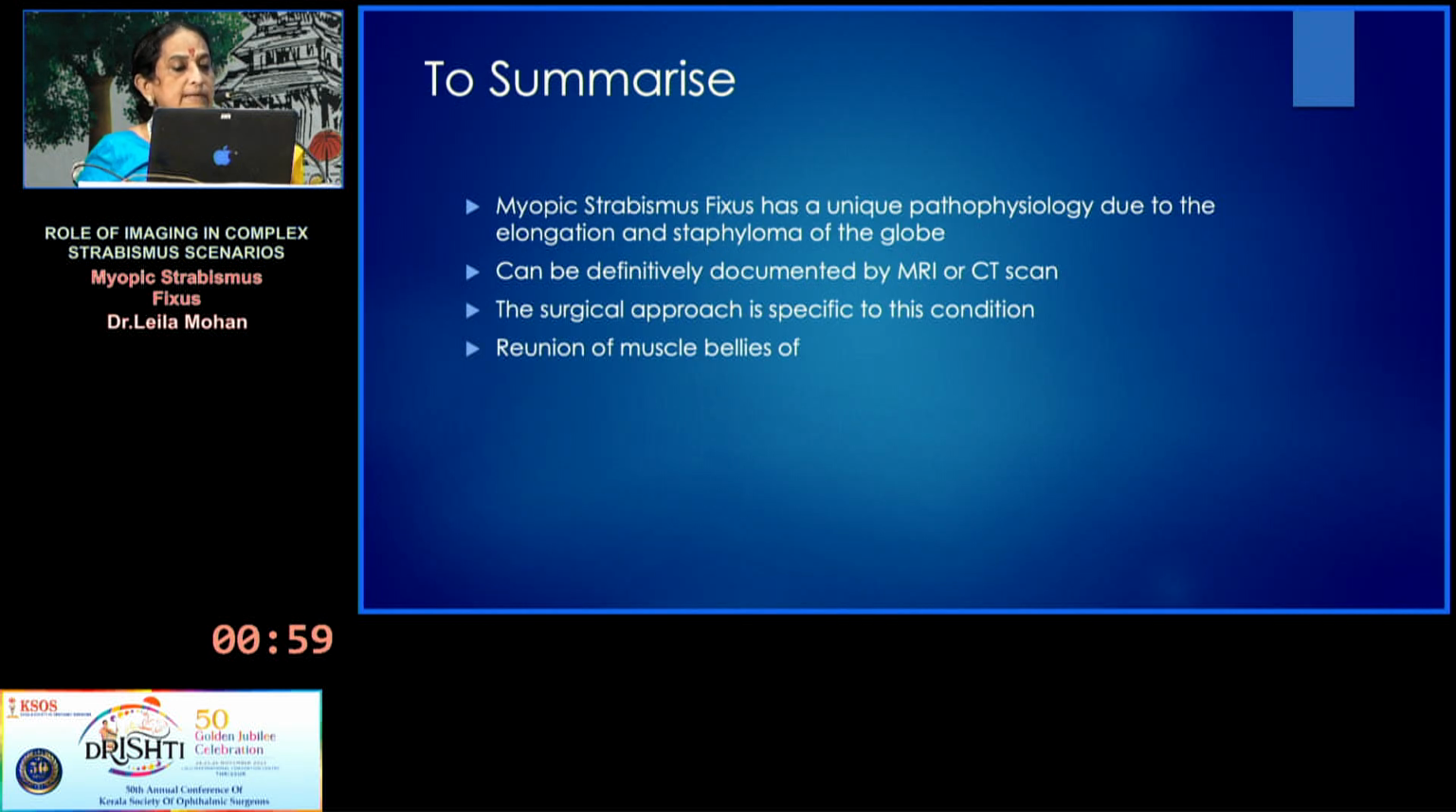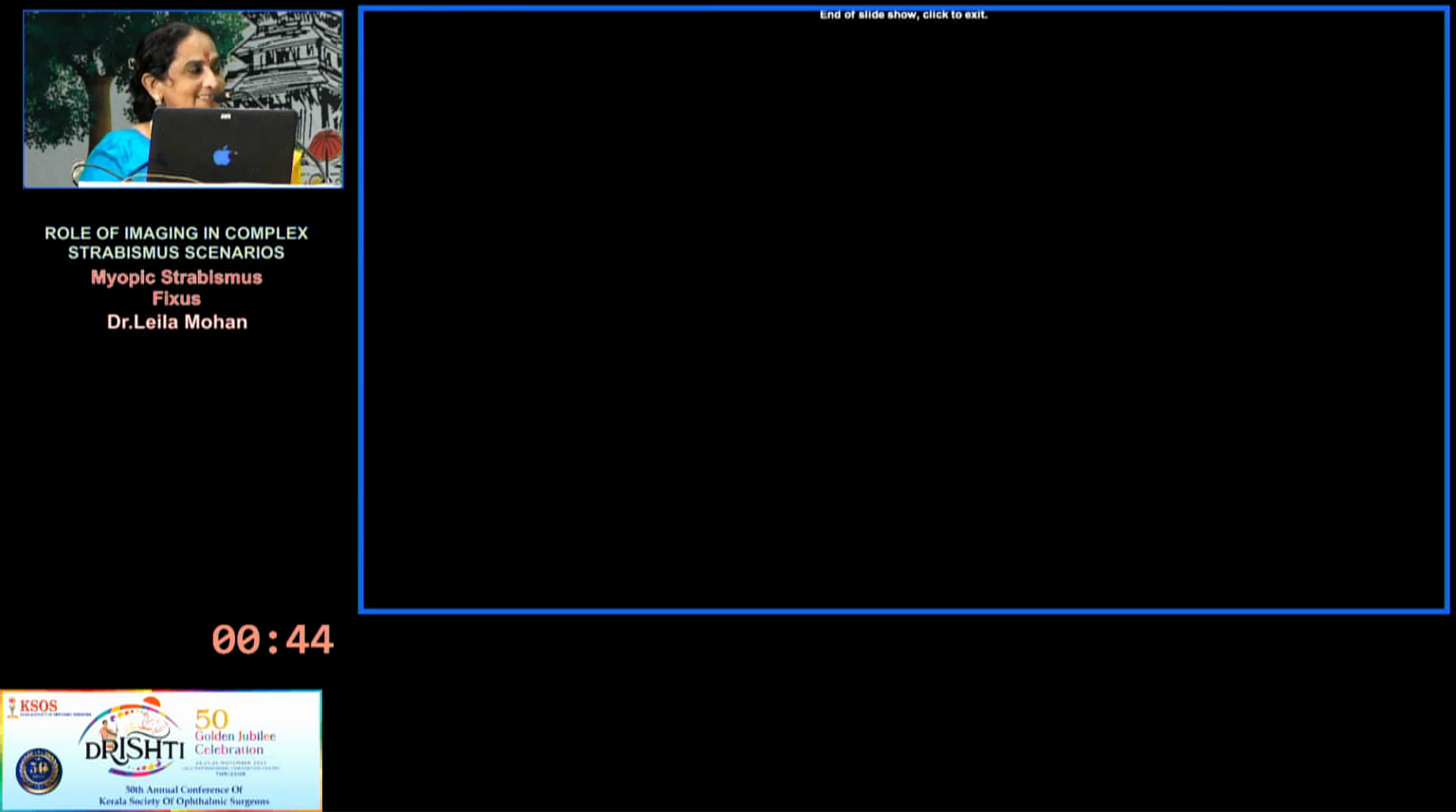To summarize, myopic strabismus fixus has a unique pathophysiology due to the elongation and staphyloma of the globe, which can be definitively documented by MRI or CT scan. The surgical approach is specific to this condition, and reunion of muscle bellies gives good results. Thank you.